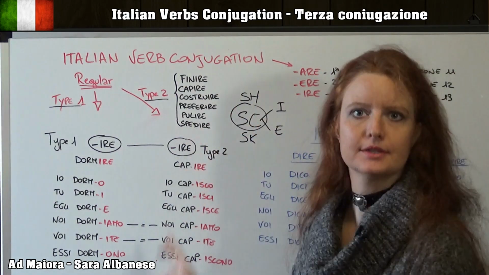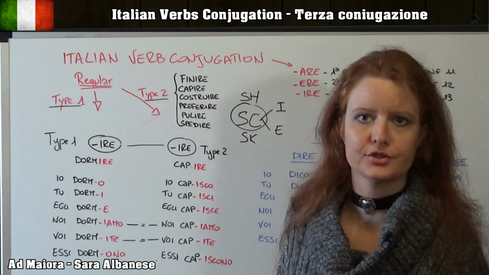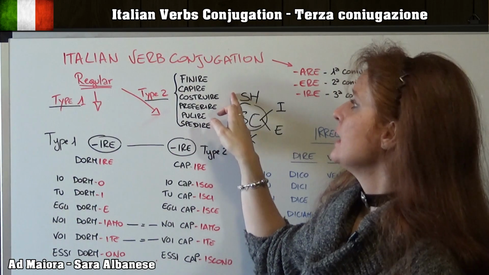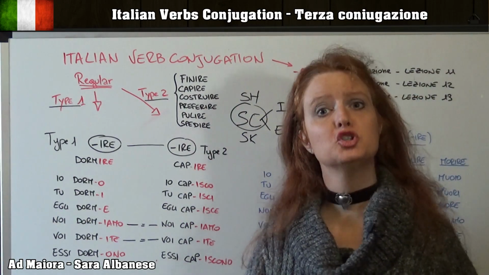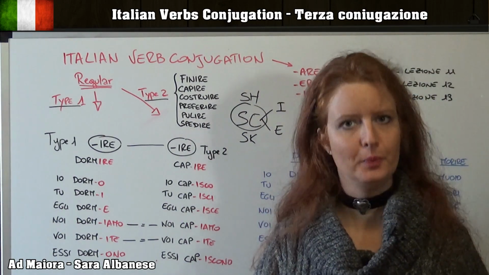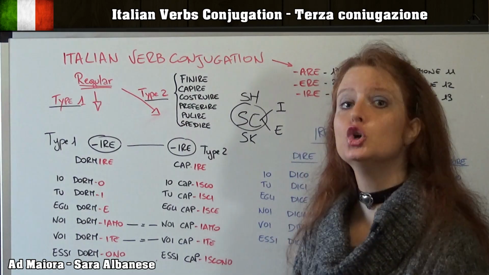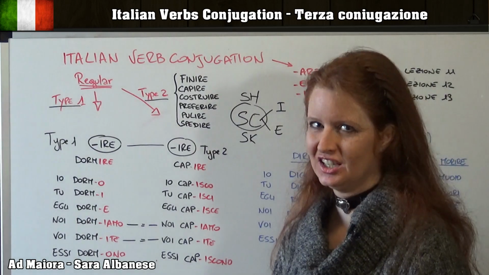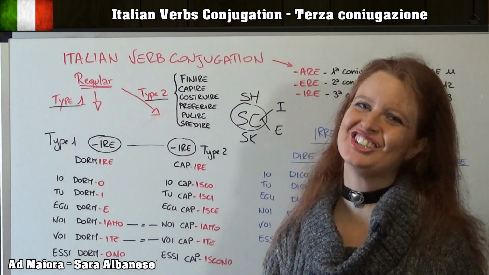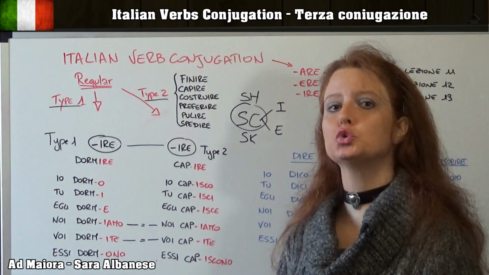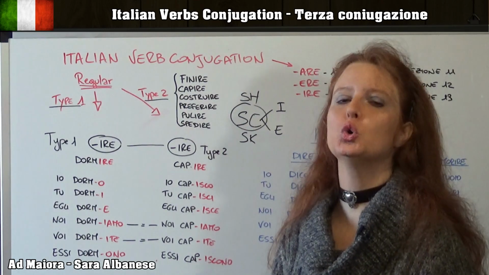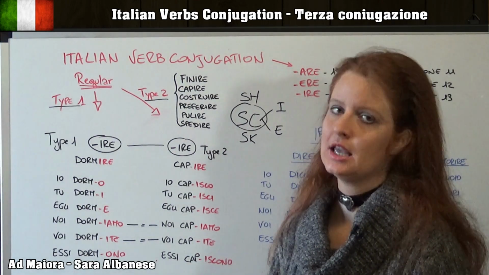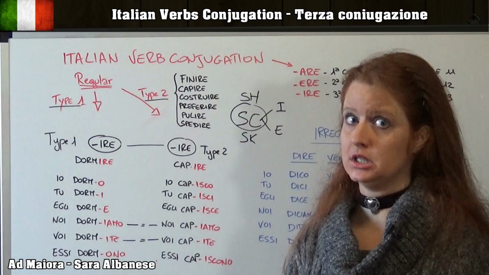Well, capire is the verb of the example here, so we have already seen that. Then costruire, which means build, to build something. Io costruisco, tu costruisci, egli costruisce, noi costruiamo, voi costruite, essi costruiscono.